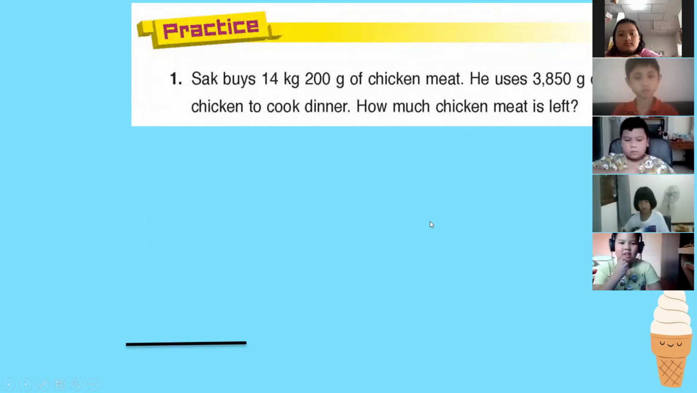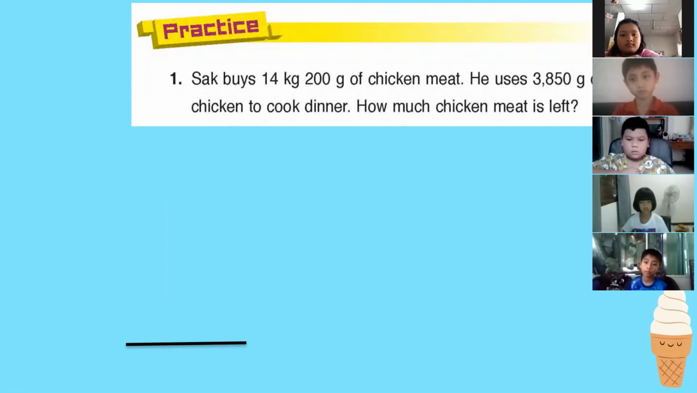5 by 14 kilogram 200 gram of chicken meat. He used 3,850 gram of the chicken to cook dinner. How much chicken meat have left?